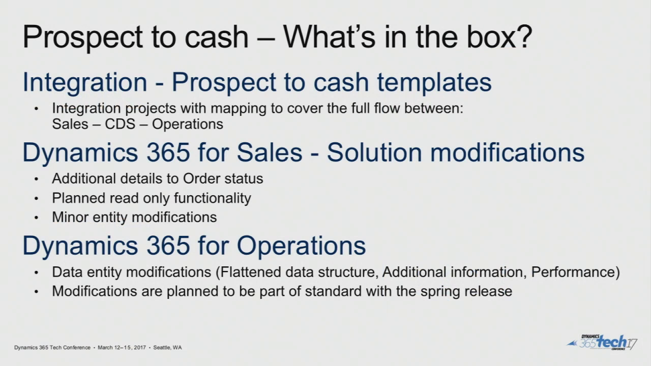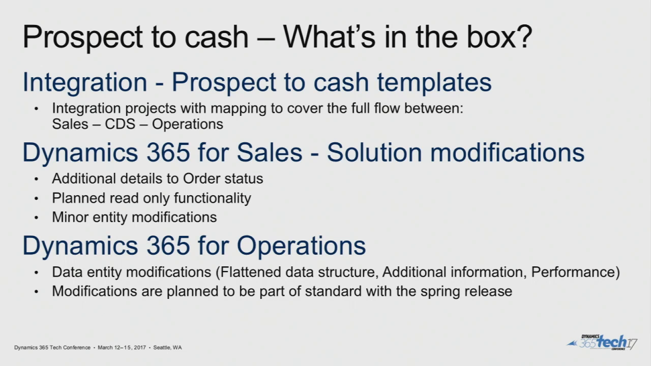So what is it we plan to put in the box that we will be shipping later this year? I split it into 3 pieces. One is the integration. There will be some templates. This is what will make sure that you have the mapping needed to map the entities and the fields from one system to another. And here we are mapping between sales and CDS and operations. I have more details on that.